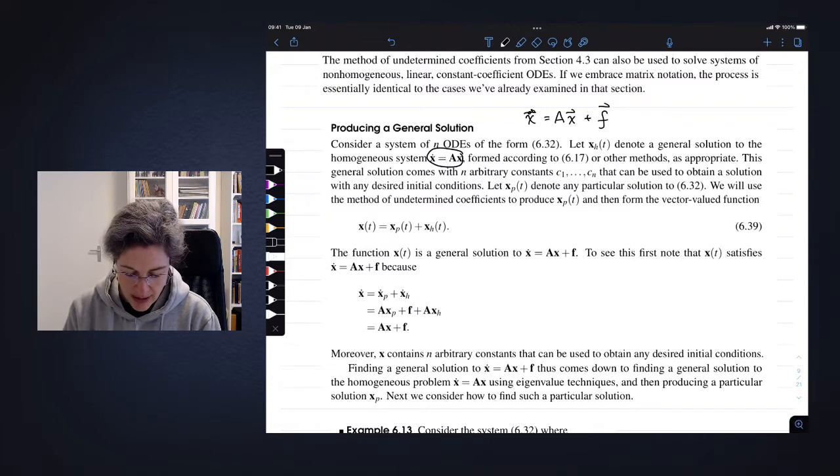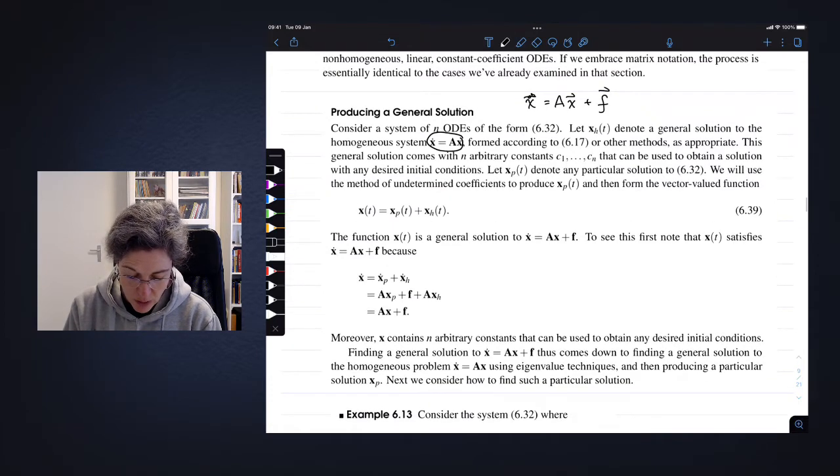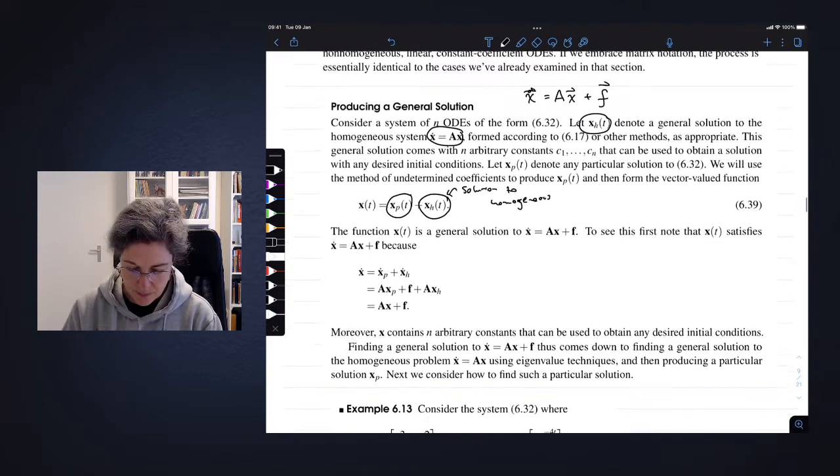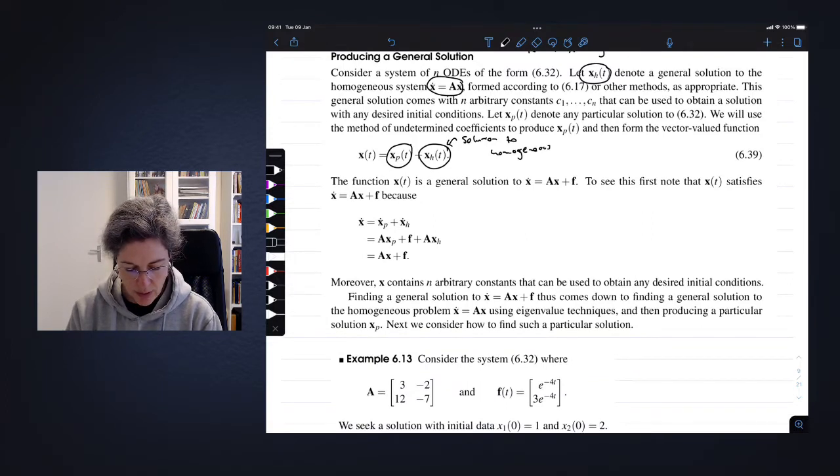And then we claim that our general solution is going to be formed by our general solution to the homogeneous, so this is the solution to the homogeneous, the general solution that is, and a particular solution to the non-homogeneous version. And you can do a quick check for yourself that if you plug an x of t formed like this into the non-homogeneous differential equation, a system of DEs, then you do actually find that it is a solution.